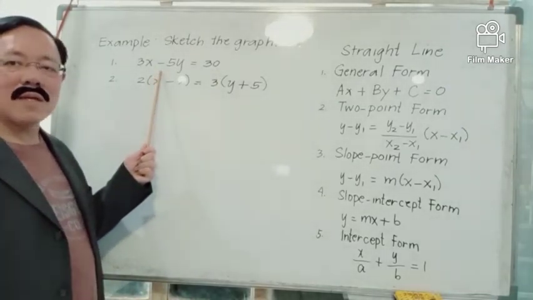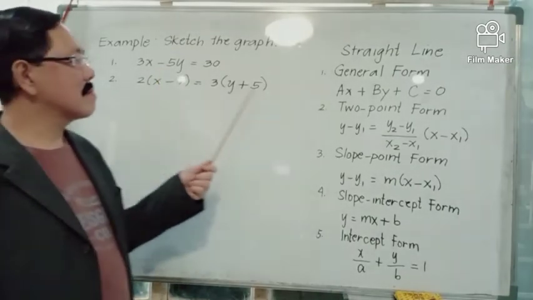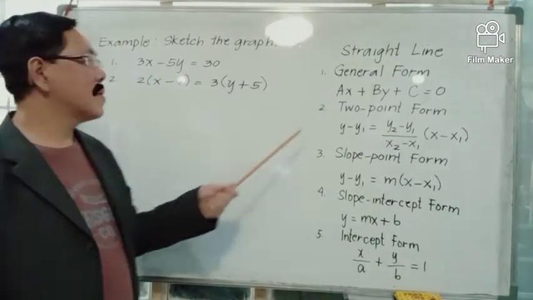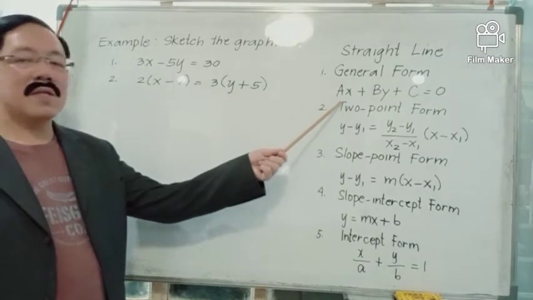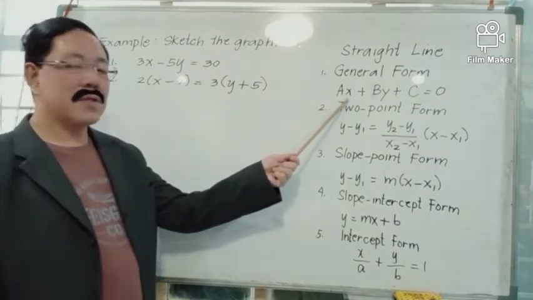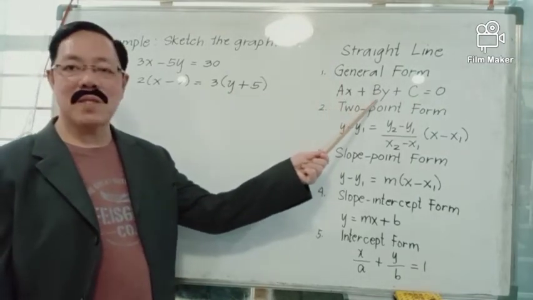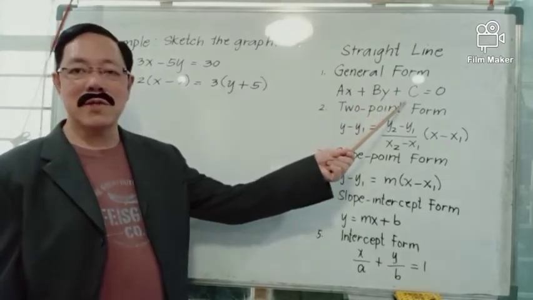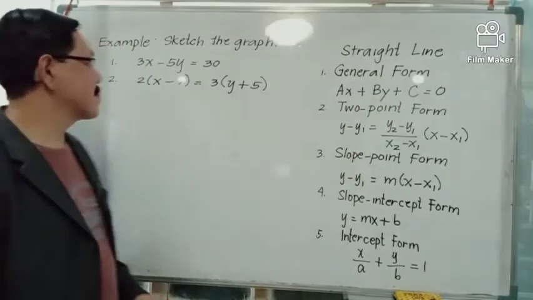First, we write the equation in general form, where the first term is the term containing x, the second term is the term containing y, and the third term is the constant term.